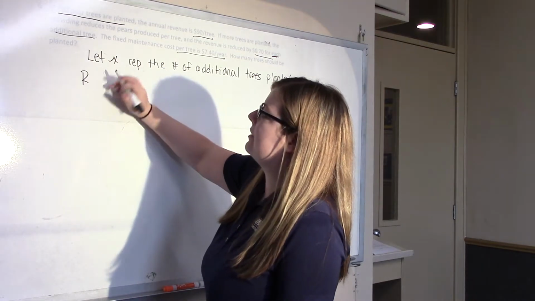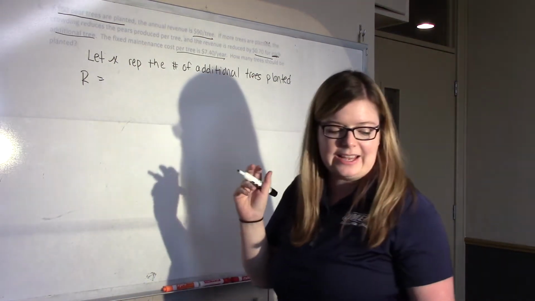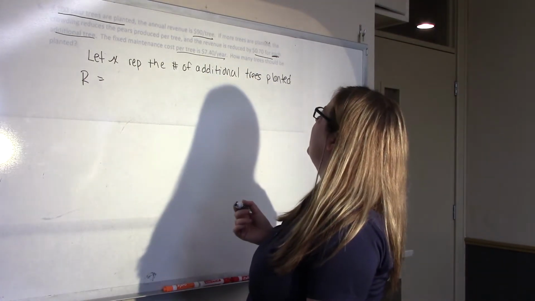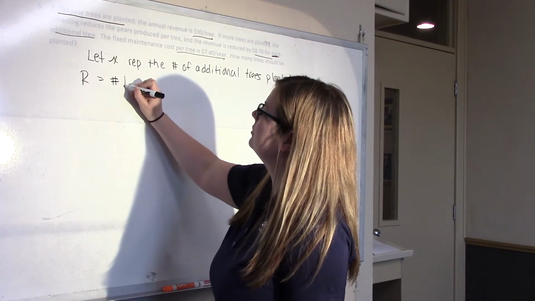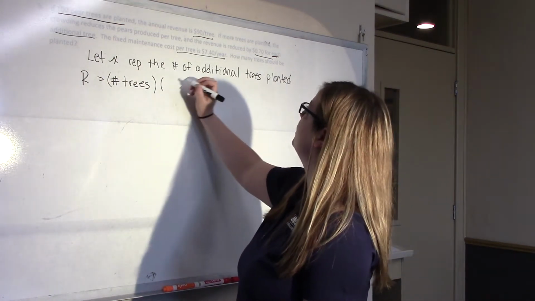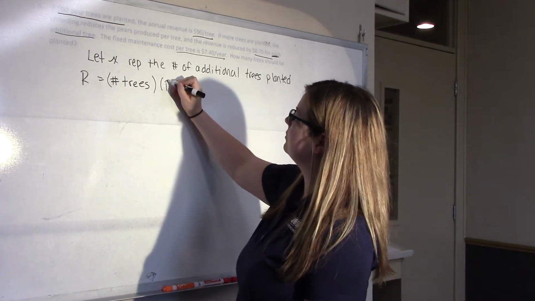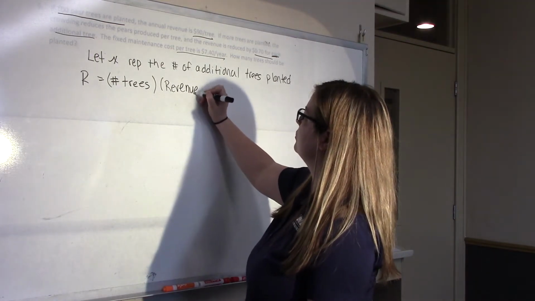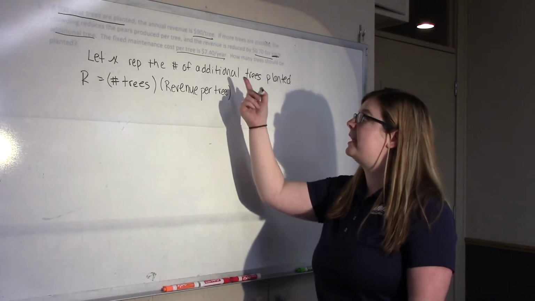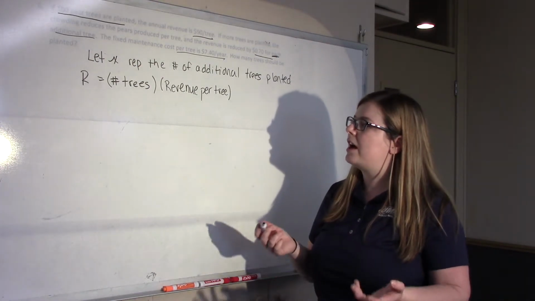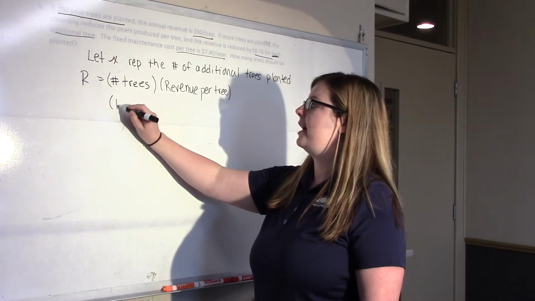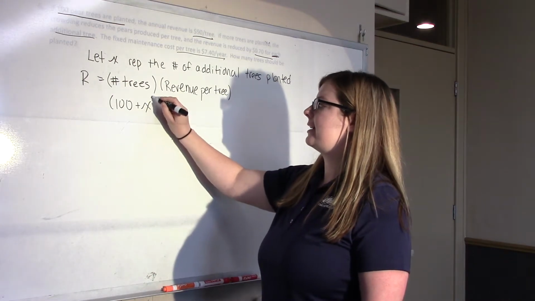Let's first think about everything in terms of an English math hybrid before we put the math together. So the revenue is basically the number of trees we have times the revenue per tree, because the amount that we're making is per tree. Right now there's 100 trees being planted and we're adding X to the mix. So our number of trees is 100 plus X.